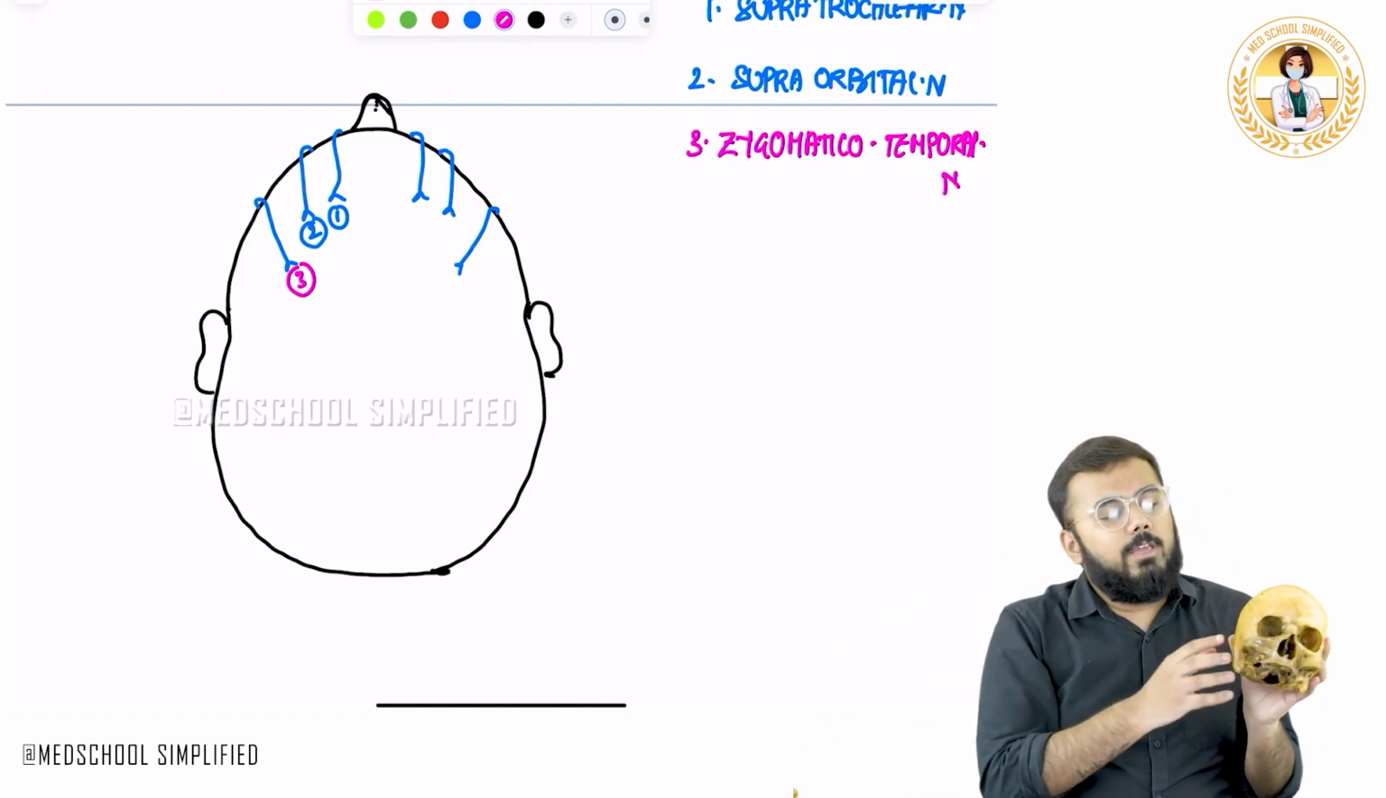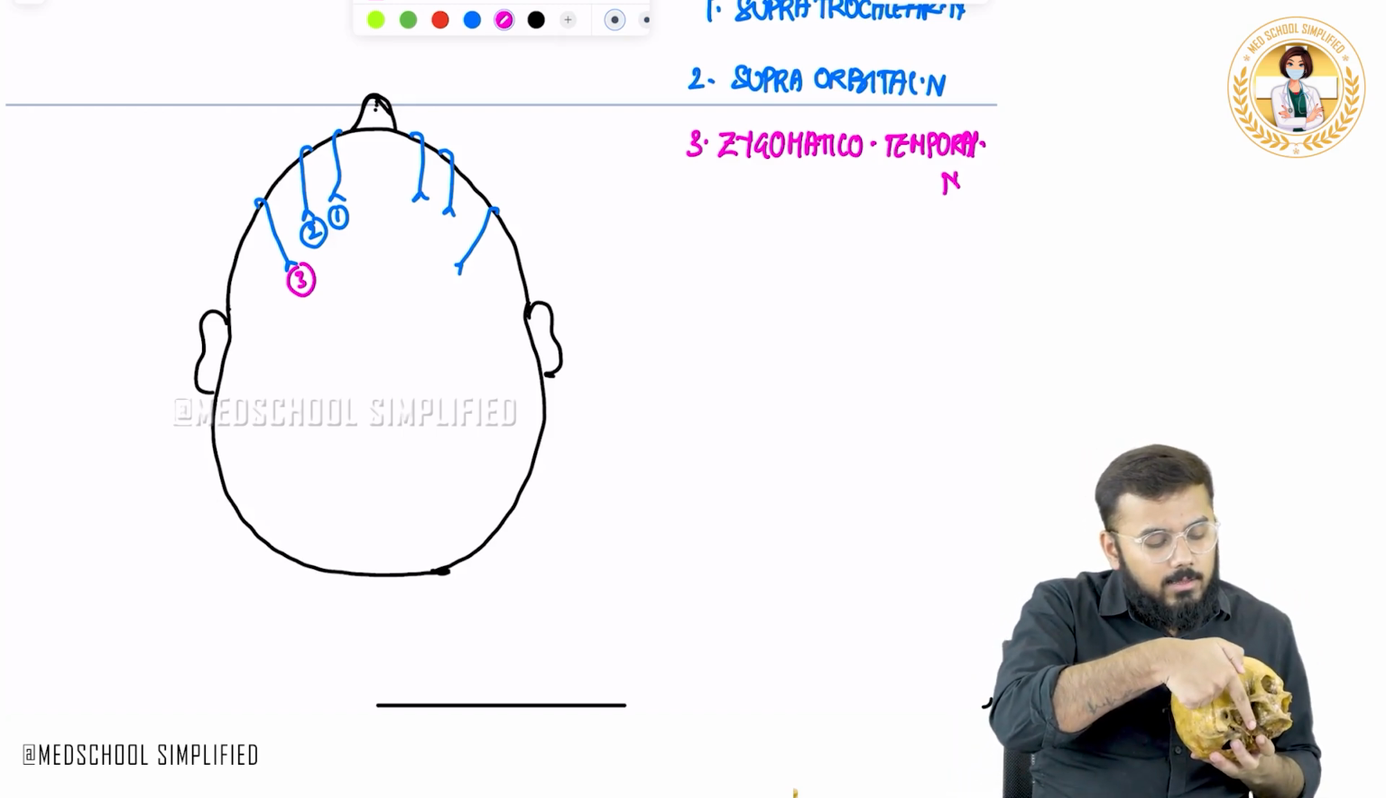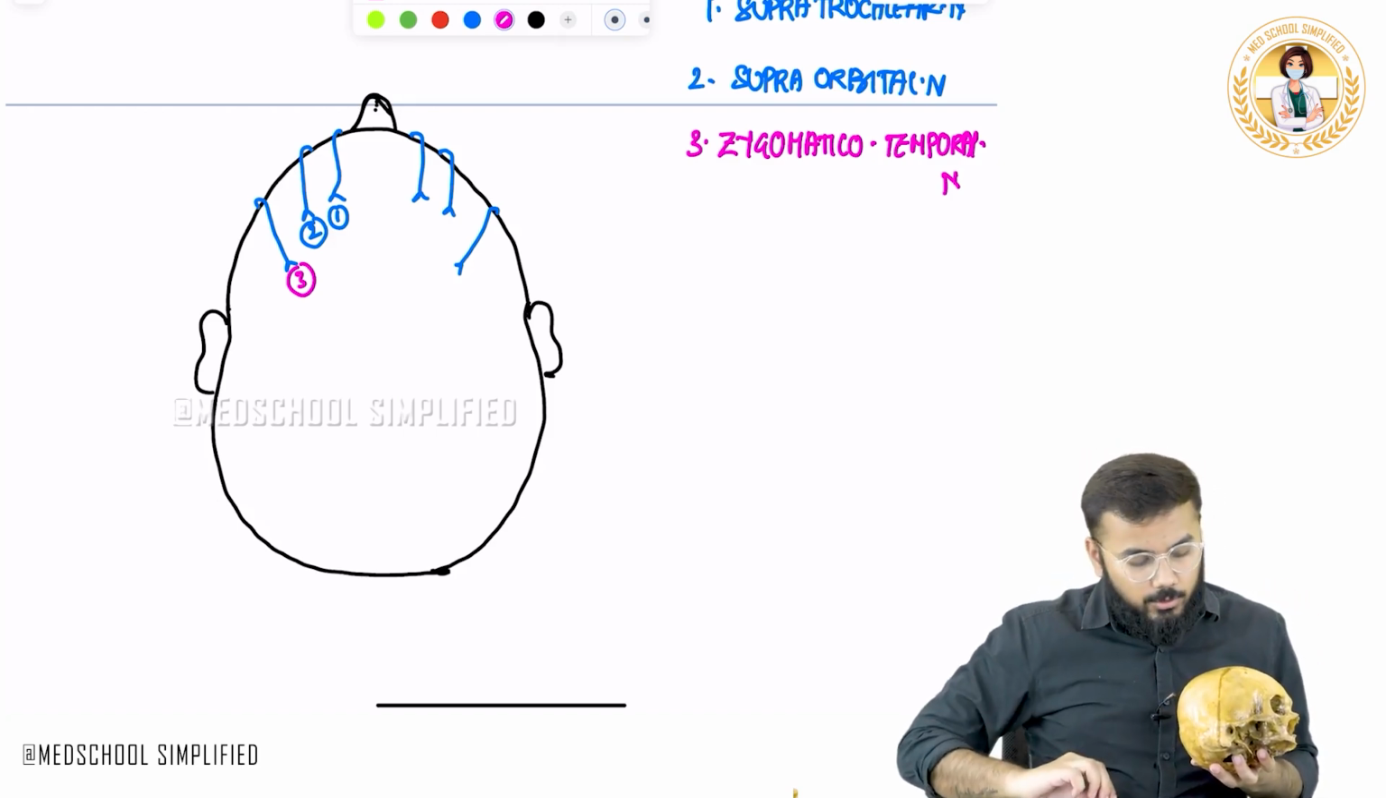Next important nerve. After that, where is your ear? Here there is a nerve that is passing like this, I told you, right?